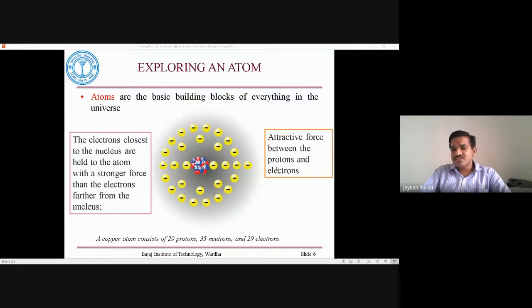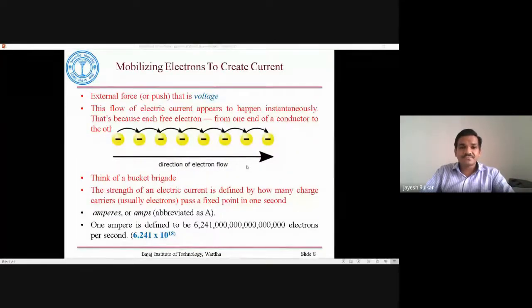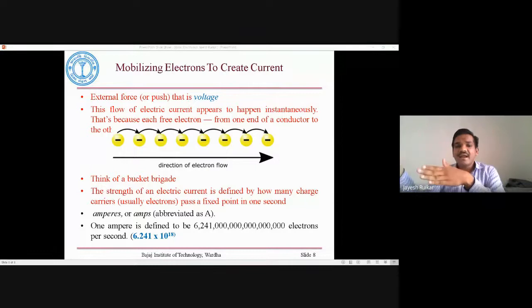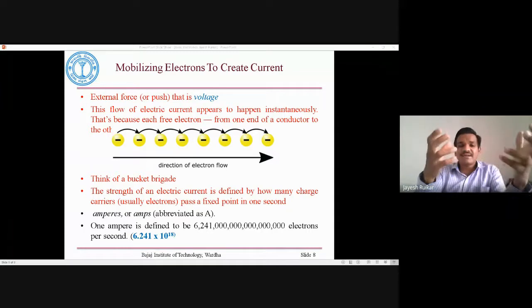this atom will lose that particular electron to the neighboring atom. If it loses that particular electron to the neighboring atom, then in other words, the neighboring atom gains that particular electron.